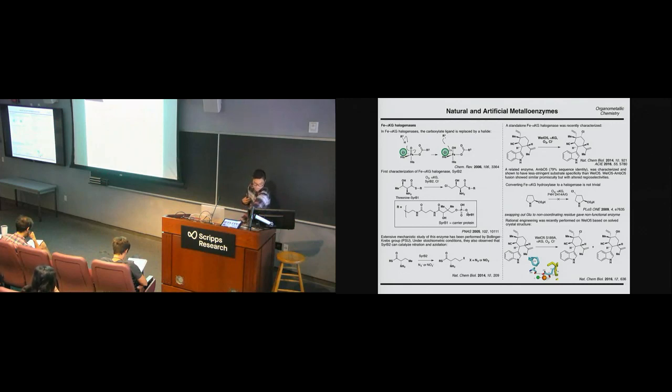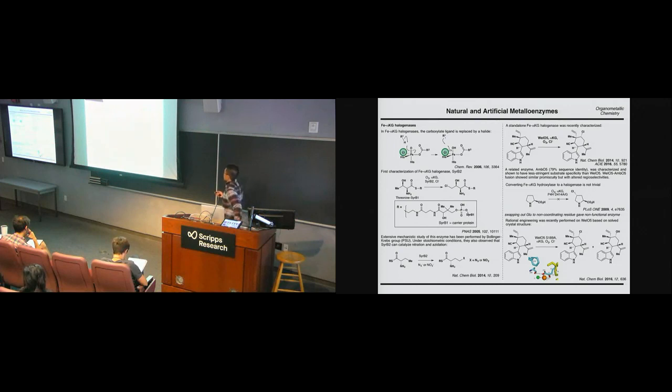Now, you might think that on first pass it might be easy to convert a hydroxylase to a halogenase by simply taking out that carboxylate ligand, replacing it with something that cannot bind, and then adding a halide to the reaction. But this is not the case. You cannot simply convert a hydroxylase to a halogenase.